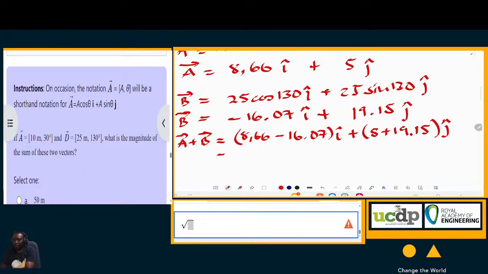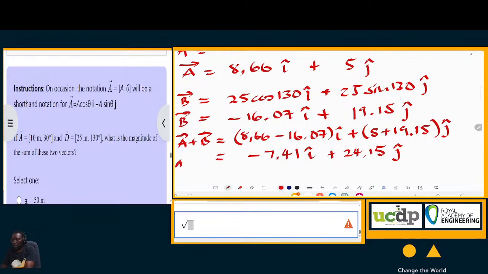When I do that on the calculator, 8,66 minus 16,07 gives us negative 7,41i, and 5 plus 19,15 is equal to 24,15j.